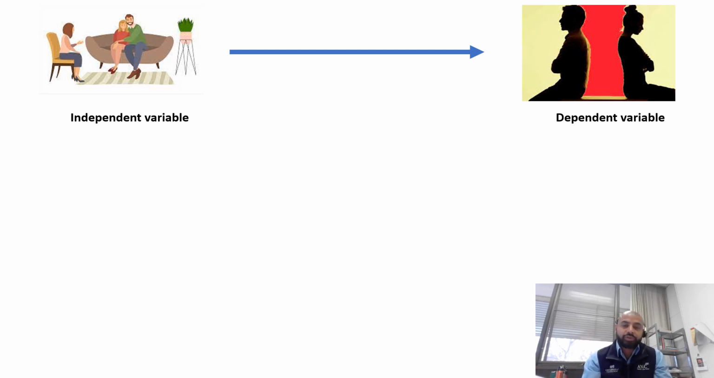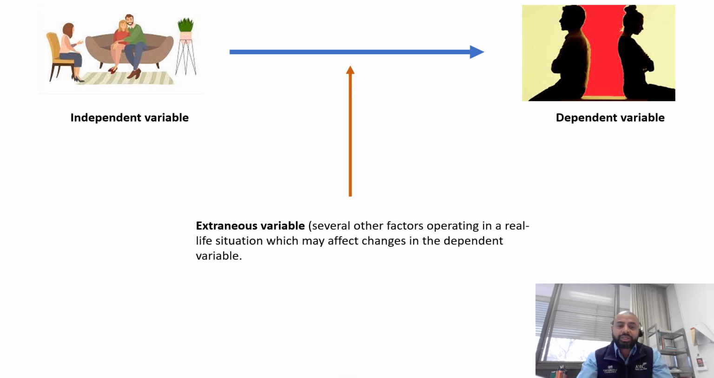You don't have to always show that there was a direct relationship between independent and dependent variable, depending on the nature of your research. But if you are honest about the extraneous variables and you've accounted for it, you've addressed it, then you can always reveal the results as to what you actually find in the research. So in this case, the extraneous variables would be several other factors which are operating in this real life situation and which may affect changes in the dependent variable.